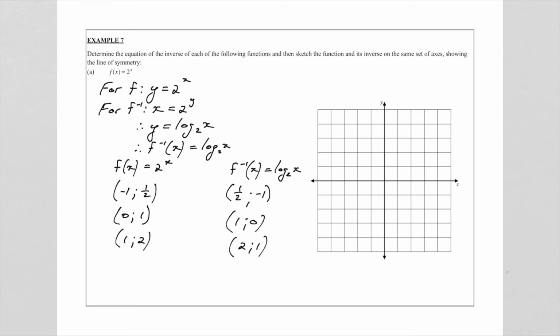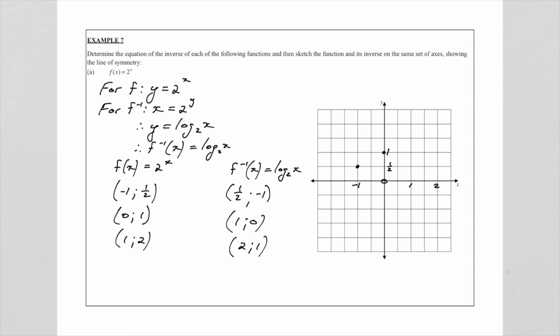Now we need to plot these on our grid. We're going to plot these points. So let's start with the exponential function. And the first point we're going to plot is the point (-1, 1/2). So x is at -1. So let's take that as -1. That is 1 and 2. And that is 1, and this is 1/2. So the first point will be at (-1, 1/2). Then we're going to plot the point 0 and 1, which will be right there.